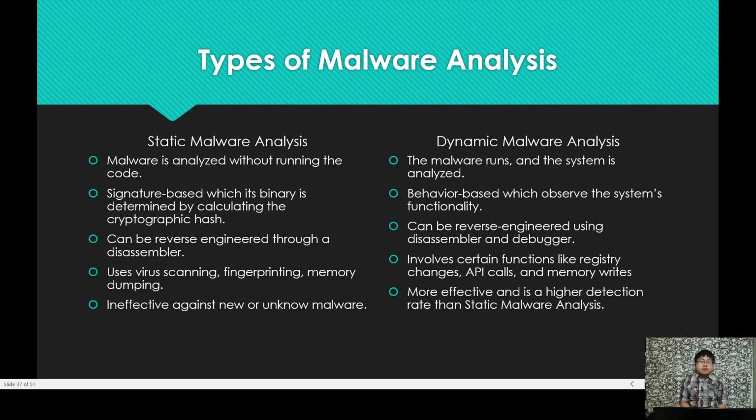Types of malware analysis. There are two types. First is static malware analysis. Malware is analyzed without running the code. Signature-based, where the binary is determined by calculating a cryptographic hash. It can be reverse engineered through a disassembler. It uses virus scanning, fingerprinting, and memory dumping, but is ineffective against new or unknown malware.